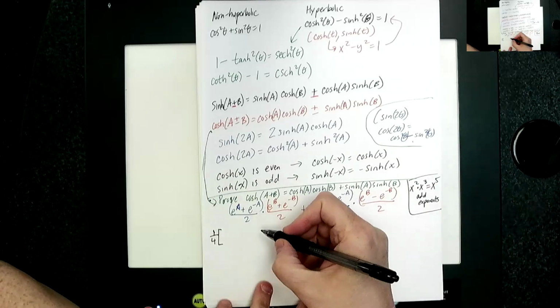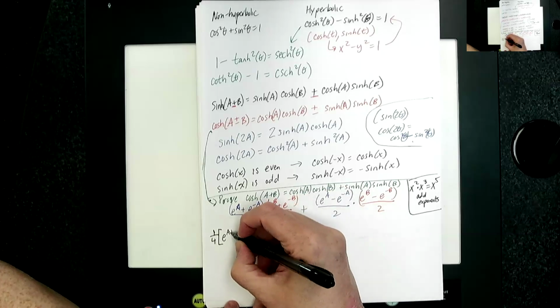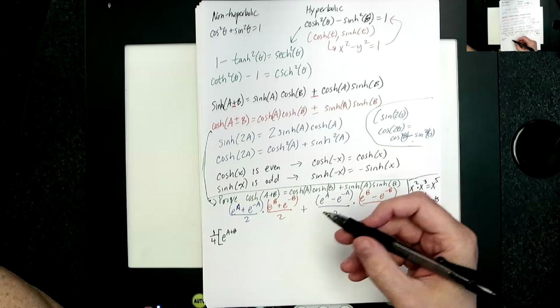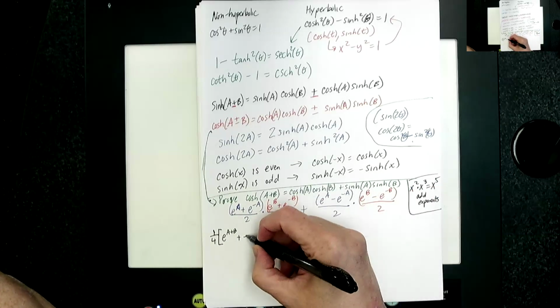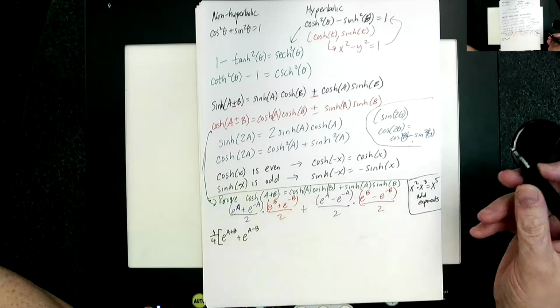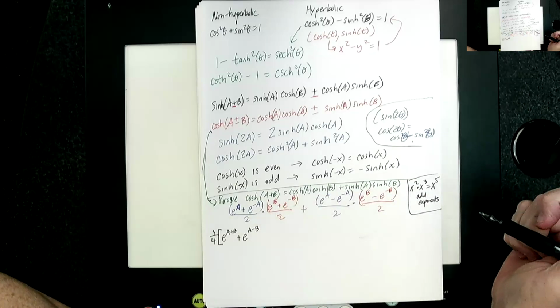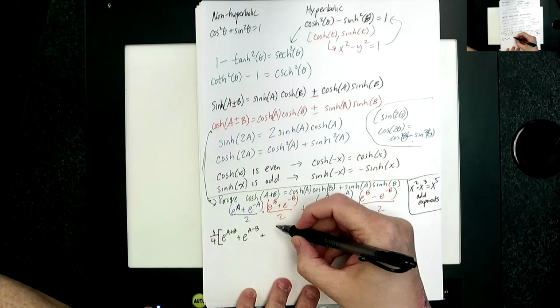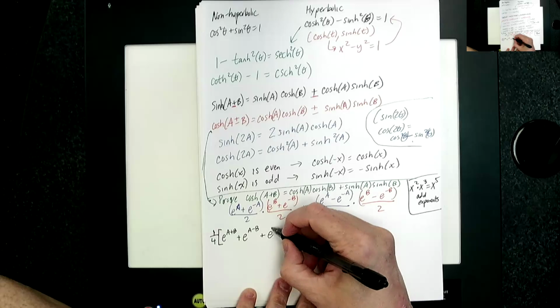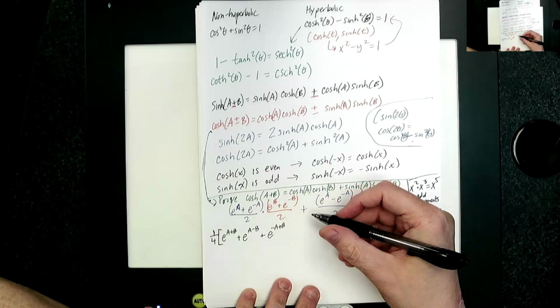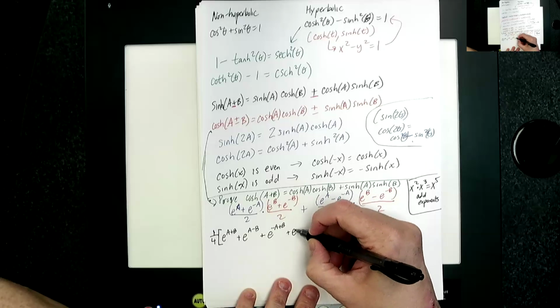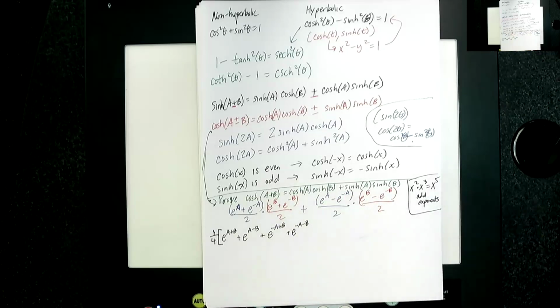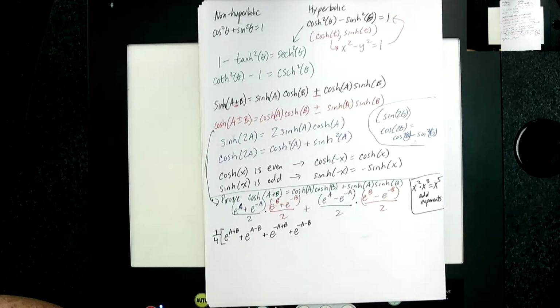Now, if we do FOIL here, we've got e to the A times e to the B, which is e to the A plus B. If I do outside, e to the A times e to the minus B is e to the A minus B. And I'm going to keep them in the same letter order. If I do inside, I have e to the negative A plus B. And if I do last, I have e to the negative A minus B. That's from my first set. Everybody buy that so far? Just a little bit of algebra.